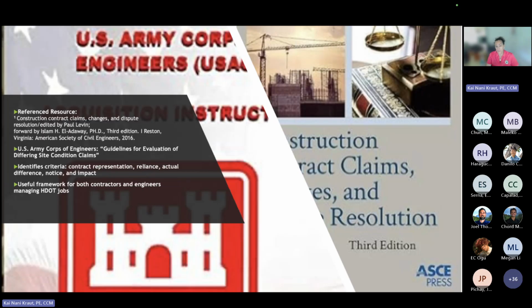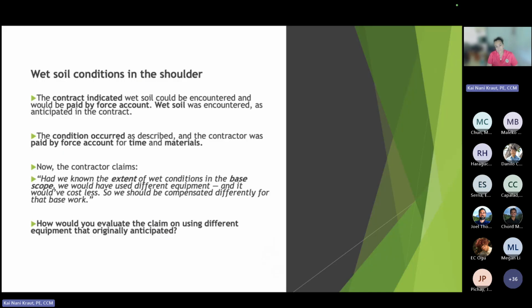Actual differences, make sure they provide notice, and then they have to have an impact. So all of those things have to be met. It's a useful framework for both contractors and engineers in managing jobs. Again, that notification, being able to mitigate, and evaluate, is all part of this process.